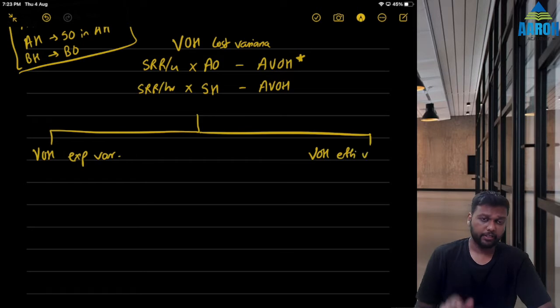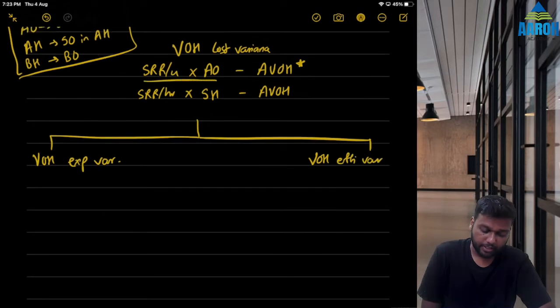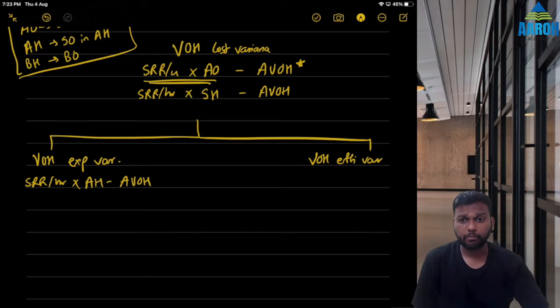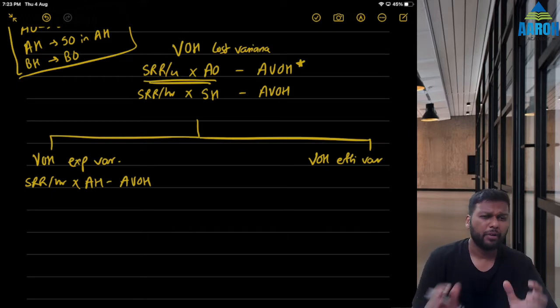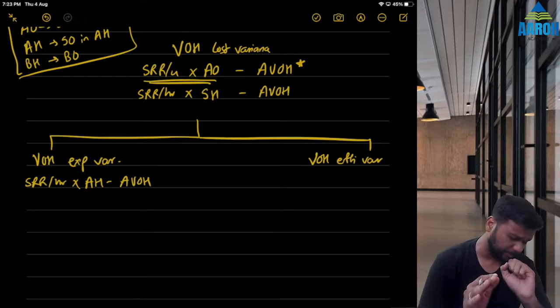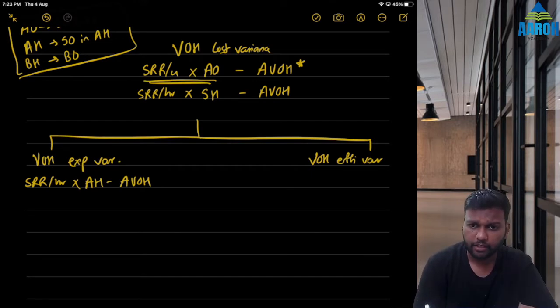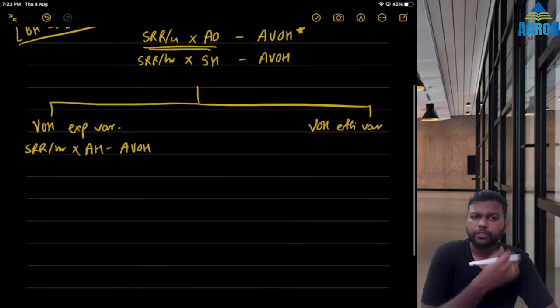Expenditure variance is easy to remember, just instead of this, write SRR per hour into actual hours minus actual variable overheads. Understanding the logic behind this is very important. But right now we are focusing on formulas revision. Logic also I'll explain in some separate video. Also it is there in the main batch which is there on the channel. Okay. So this is the variable overhead expenditure variance.